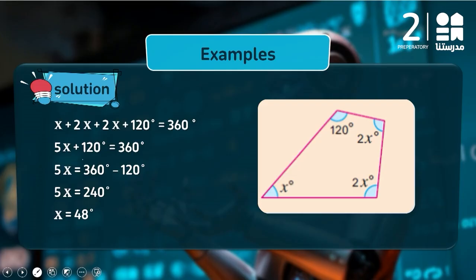How can we cancel this 120 degrees? We can subtract 120 degrees from both sides. So we have 5x equals 360 minus 120. So we can say that 5x equals 240. How can we find x? We can find x by dividing both sides by 5. 240 divided by 5 equals 48. So x equals 48.